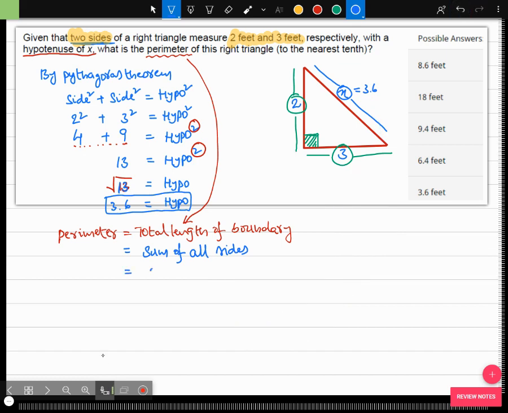So one is 2 units, the other one is 3 and the third one is 3.6. You may sum up, you get 8.6. I see that the question is given in feet, therefore 8.6 feet. So here is the option: 8.6 feet.